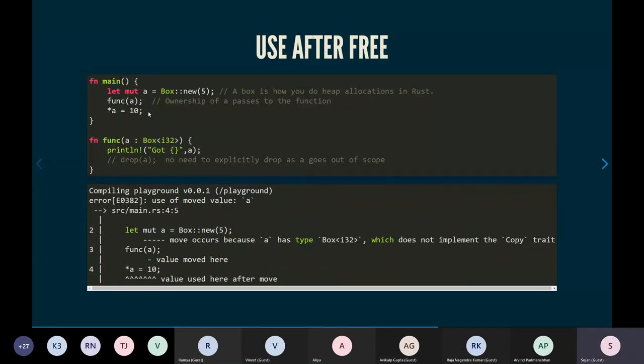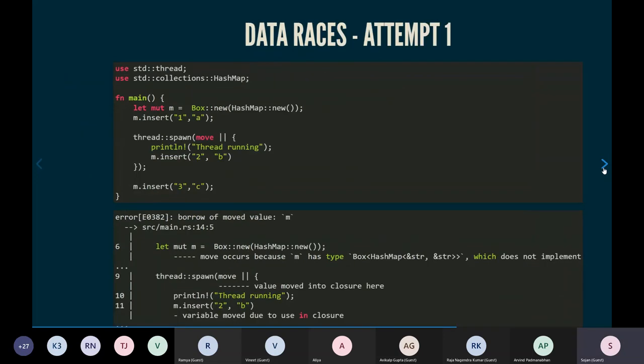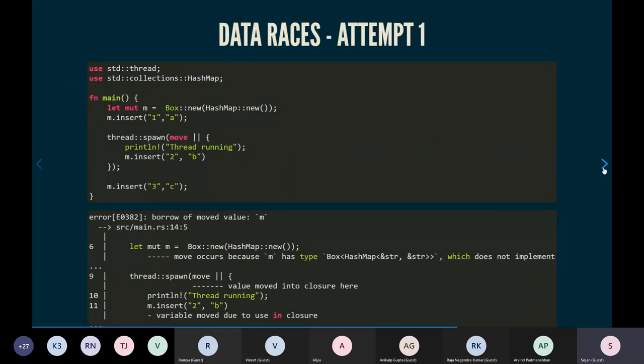So this is the idea of ownership. Ownership of A is passed into the function. So you cannot do a use after free in Rust, unless you try really, really hard using unsafe blocks and so on. And the beauty is that these are caught at compile time, not runtime. And this is really powerful. Next one, data races. Here is the same example implemented in Rust.